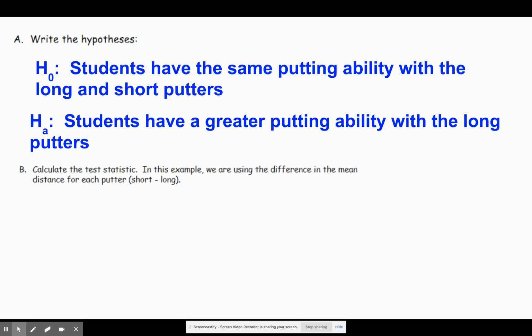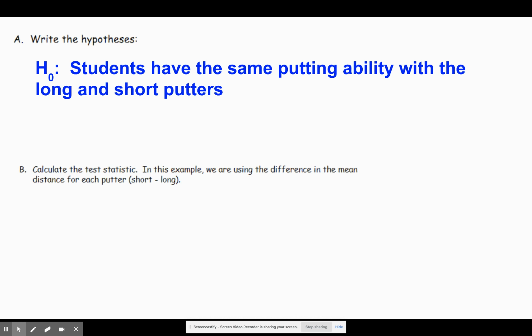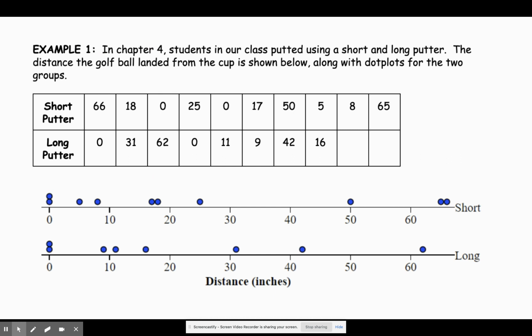Because one way to get an idea of how students performed with each putter is to calculate the mean distance from the hole when all the trials are done being conducted. So let me go back here a second, and I'm going to put the data for the short putter into list 1 in my calculator. And I'm going to do the same thing with the data for the long putter, but I'm going to put that into list 2. And then I'm going to let my calculator find the mean for me for each set.